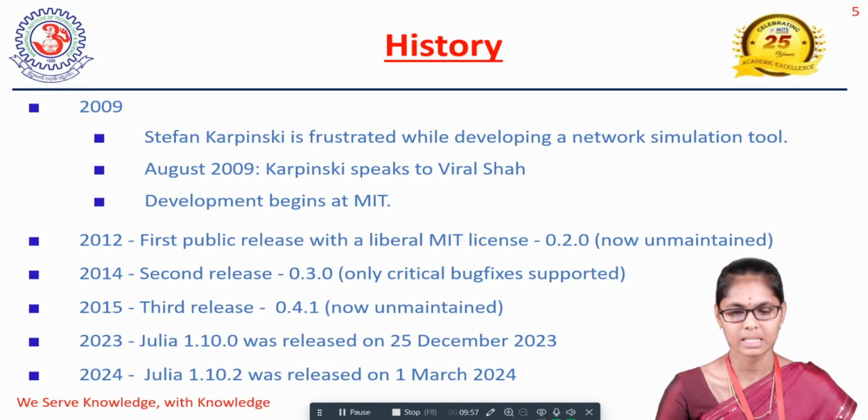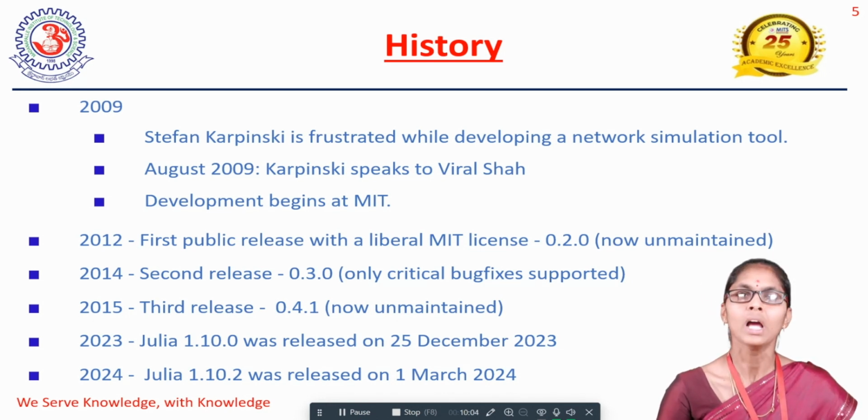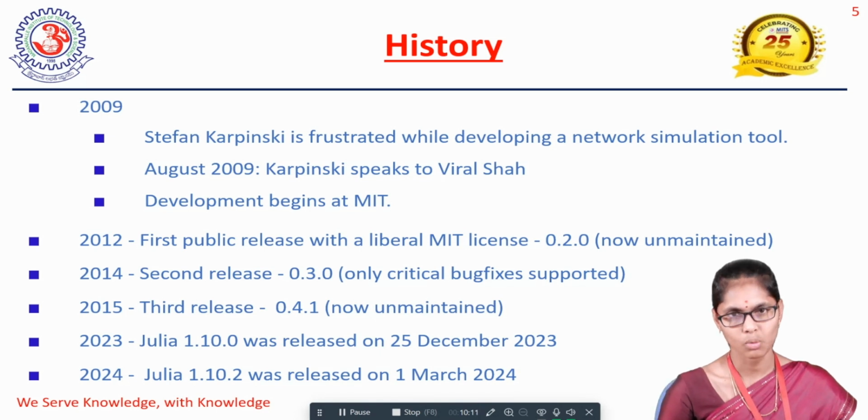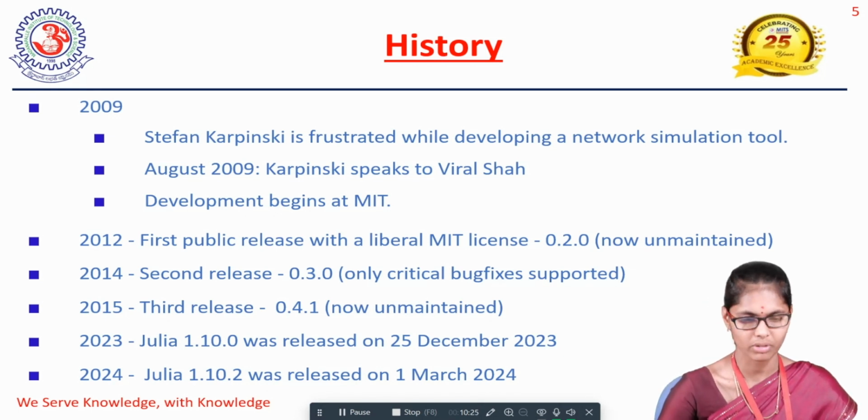In 2009, Stefan Karpinski was frustrated while developing a network simulation tool, and Karpinski spoke to Viral Shah. They formed their own team and discussed with the MIT professor. Finally, they developed the Julia programming language, and the license is held by MIT. All these things began in 2009. In 2012, the first public version of Julia was released. That is 0.2.4, which is not maintained now. That is the initial version. Before that, 0.1.0 was also released, for the internal MIT people.